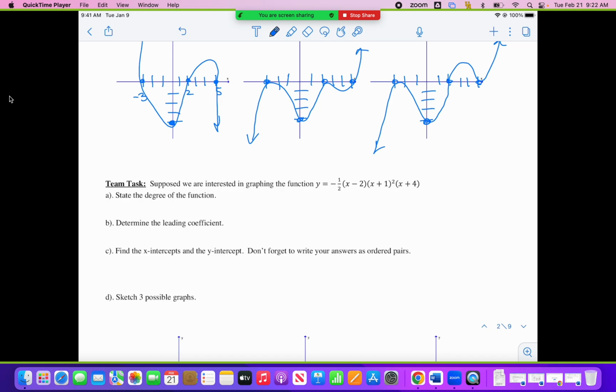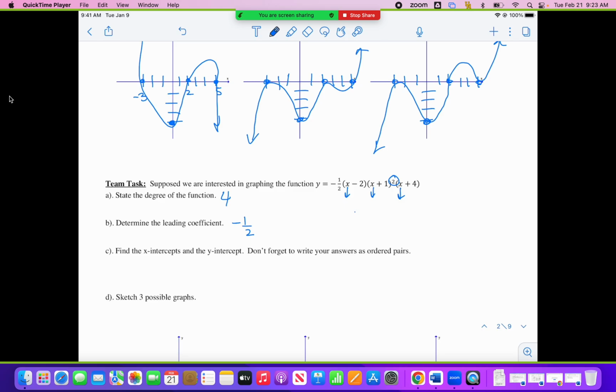All right, William, what's the degree of this one? 4. Okay, this is degree 4 because I have 1x, this has 2, and then I have 1x here. The leading coefficient is -1/2, okay?